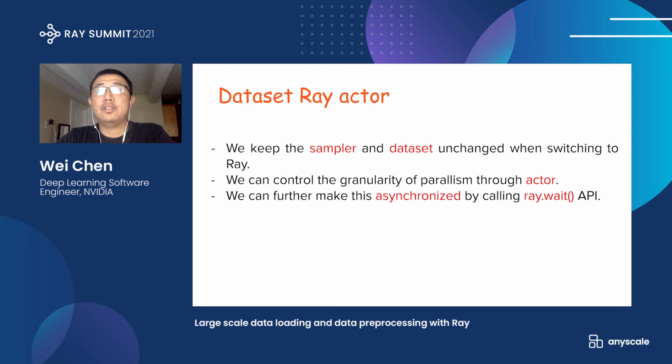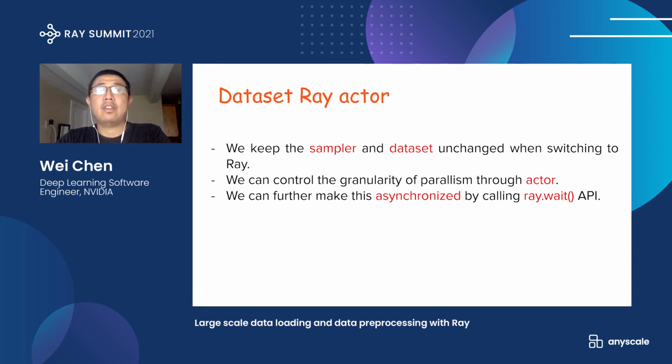But in the future, if we notice that, for example, the storage side, the I/O side, is a bottleneck, like loading images or loading videos is a bottleneck, we can make the granularity of parallelism happen at the loading function, the image loading function or video loading function. Or we can even make the image loading and video loading inside the dataset actor, making them actor in actor. In this way, we can improve our data loading speed a little bit more.